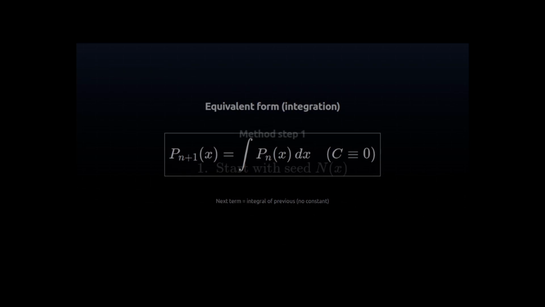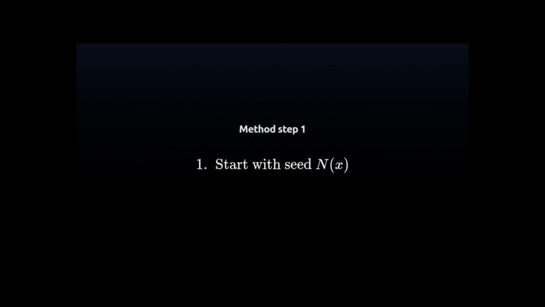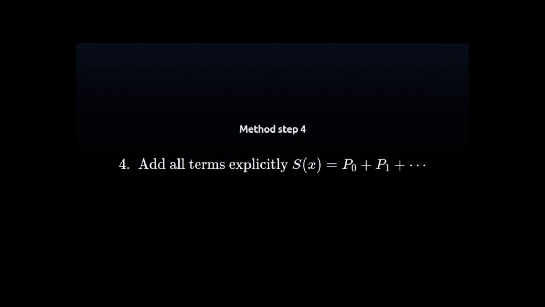Here's how we apply it step by step. 1. Start with a seed function n of x. 2. Keep differentiating until you reach a constant, which we call p0. 3. Integrate upward to produce p1, p2, p3, and so on. And 4. Add all the terms explicitly to form a series.